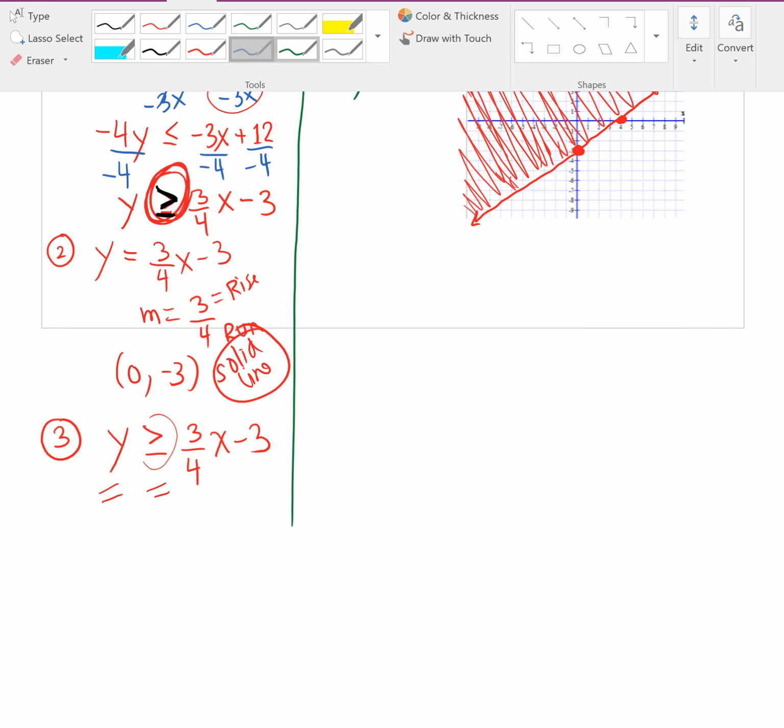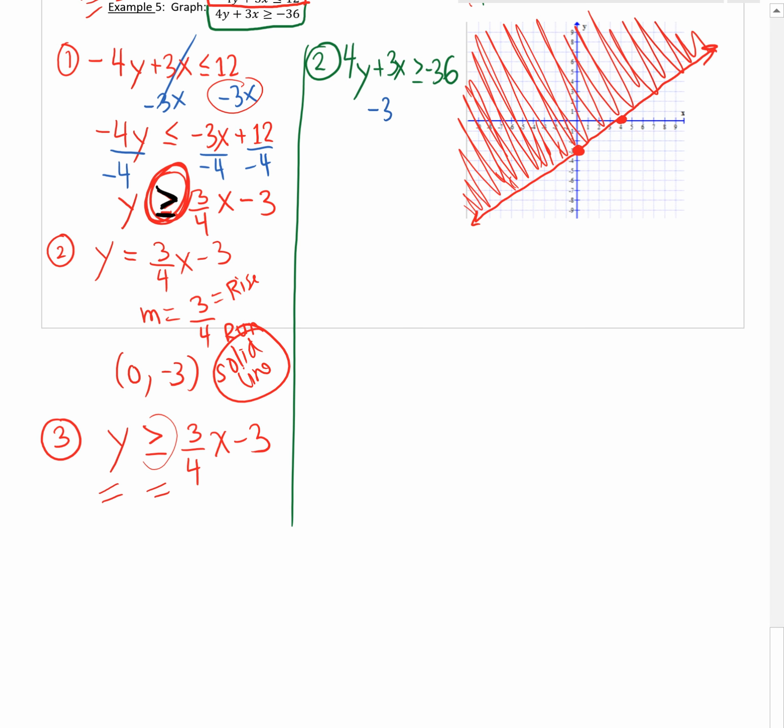Alright, and this one I really do have to solve for y. Same first step. I'm going to move the 3x over first by subtracting it. And then we'll be left with positive 4y greater than or equal to, because I didn't multiply or divide by a negative number, negative 3x and then negative 36, because you want it to look like mx plus b. And the last step to isolate y will be to divide by its coefficient 4. Every single term gets divided by 4.